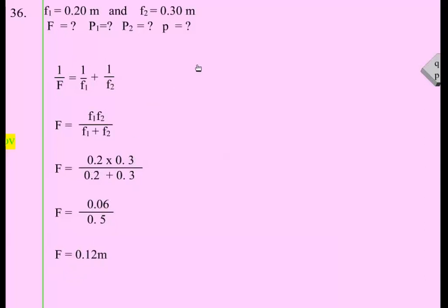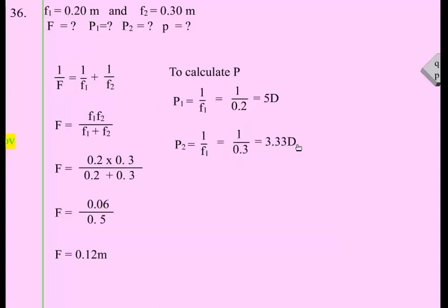Now the power. We know power is the reciprocal of the focal length, that is P1 is equal to 1 by f1, that is equal to 1 by 0.2, that is equal to 5 D. Here one important thing we have to keep in memory: in order to find the power, the focal length must be in meter. That is a very important point. Next, P2 is equal to 1 by f2. f2 is 0.3. So 1 by 0.3 is equal to 3.33 D.